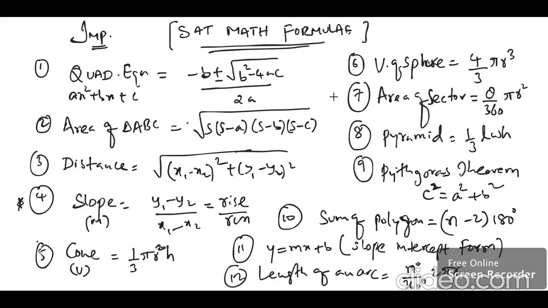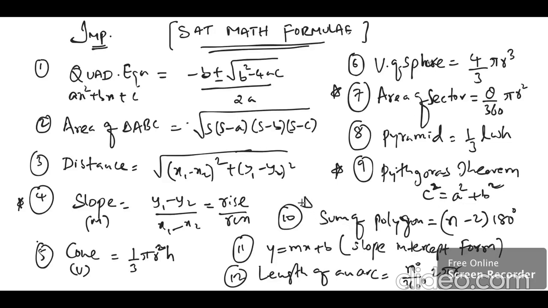Then area of a sector, again a very important formula, that is theta over 360 times pi r squared. Theta is nothing but the sector angle that they give us, with the radius. Pyramid, 1 by 3 length, width and height. Pythagoras, again very important and crucial: always c squared is equal to a squared plus b squared, where c is nothing but the hypotenuse, and a and b are the two sides that we have.